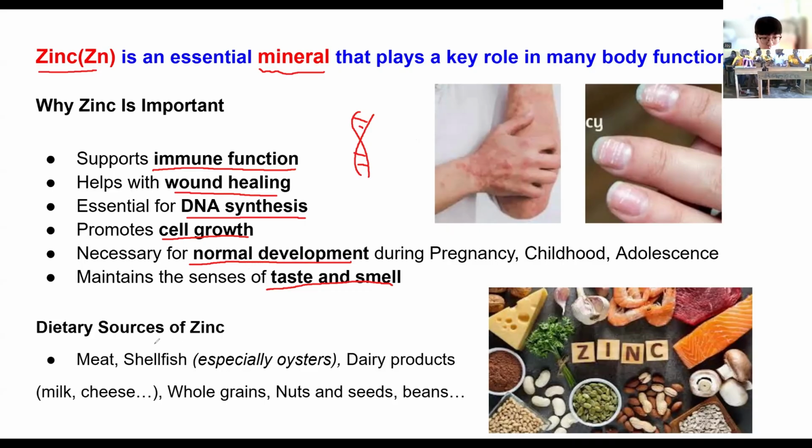Some of the sources for zinc are things like meat, you get a lot of zinc, or shellfish, especially oysters, and dairy products like milk or cheese. You get a lot of zinc. Whole grains, nuts and seeds, and beans, etc. So, we just learned a few things about zinc, why it's important, and where we can get it.